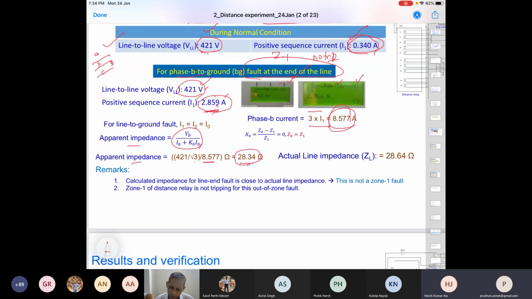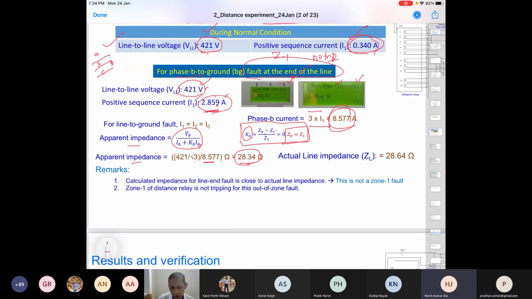There is a trick here. The K0 value for a line is Z0 minus Z1 upon Z1. But in this case, the zero sequence impedance equals Z1, it is not a line, so there is a certain issue from the sequence component perspective. Unlike in a transmission line, where Z0 is more than 2.5 times and as high as 6 times Z1, here Z0 equals Z1. So Z0 minus Z1 is 0, so the K0 factor is 0, and so the K0 I0 factor is 0.